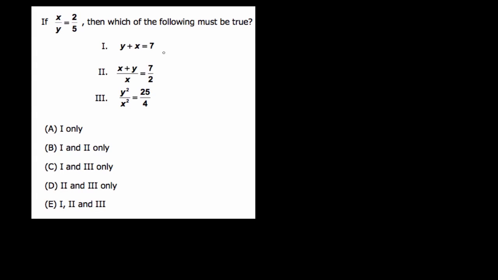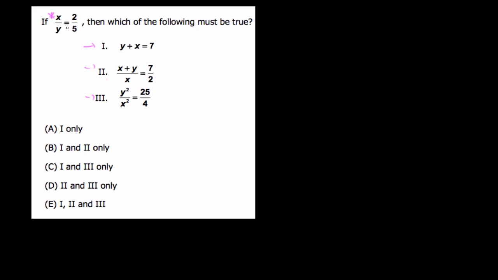Now the question here says, if x/y equals 2/5, then which of the following must be true? Which of the following must be true? What you're given here is the hypothesis. It's told x/y equals 2/5, and based on this hypothesis, which of the conclusions is true? Is it 1, 2, or 3? Which of them is true?